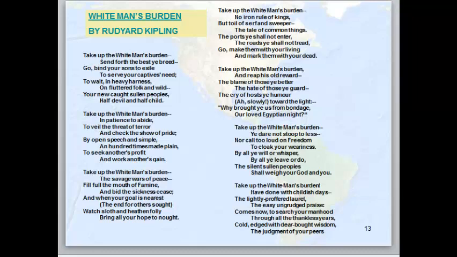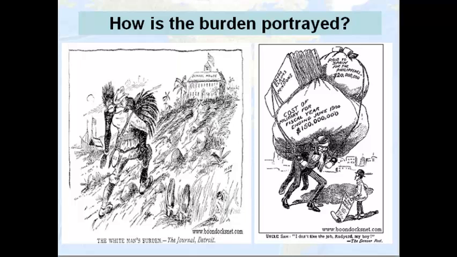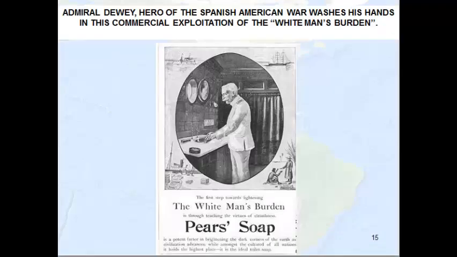Probably the most specific example of social Darwinistic thinking comes to us from the writings of Rudyard Kipling, who was an English poet, among other things, and he wrote a poem called The White Man's Burden. Here are two political cartoons portraying the white man's burden. Admiral Dewey, who is the hero of the Spanish-American War, washes his hands in the commercial exploitation of the white man's burden, according to this advertisement.